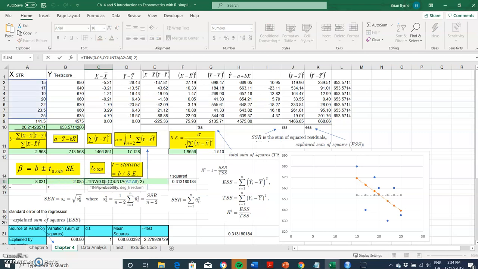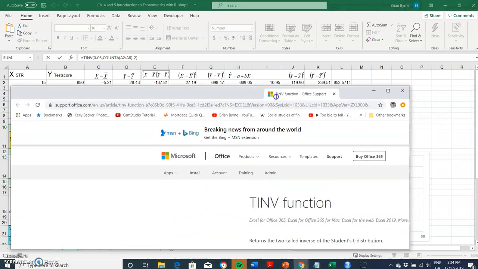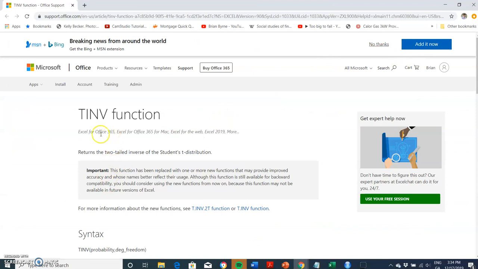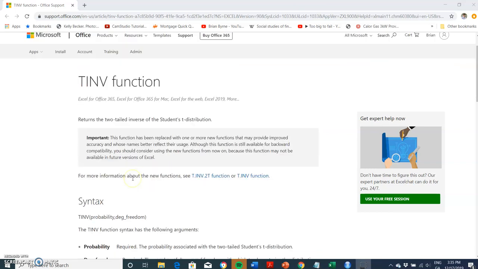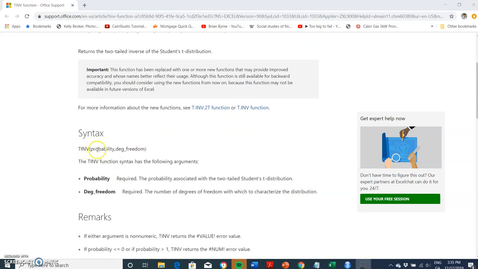The critical value here is we take t inverse. So just to read that, t inverse returns the 2-tailed inverse for the student's t distribution. And the syntax that we have here, T inverse, is the probability and degrees of freedom. So the probability required, the probability associated with the two-tailed student t-distribution, and then degrees of freedom required, the number of degrees of freedom with which to characterize a distribution.